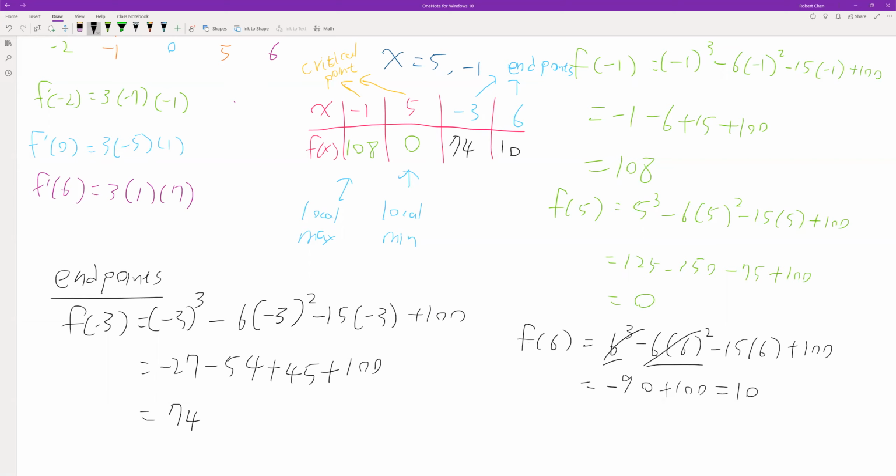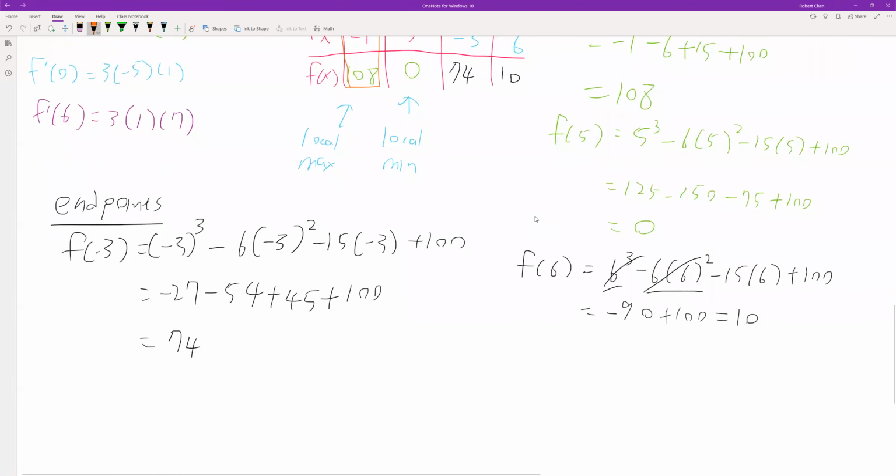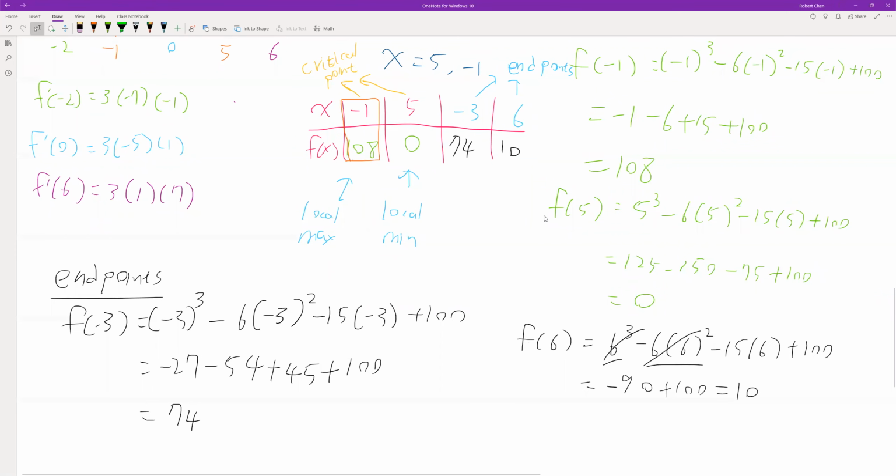And for the critical points, we have 108 and 0. All we need to do is take the highest function value, which is negative 1 and 108. So negative 1 and 108 is also a global max. And take the smallest function value, which is 0, at 5 and 0. That's also a global min.